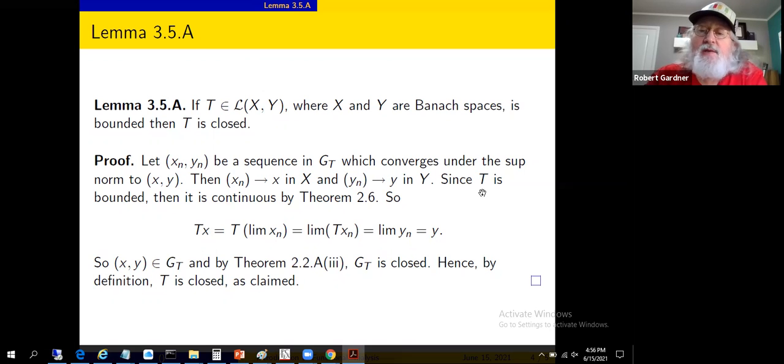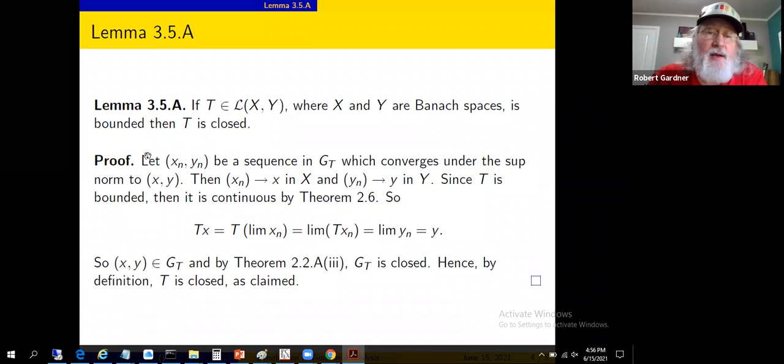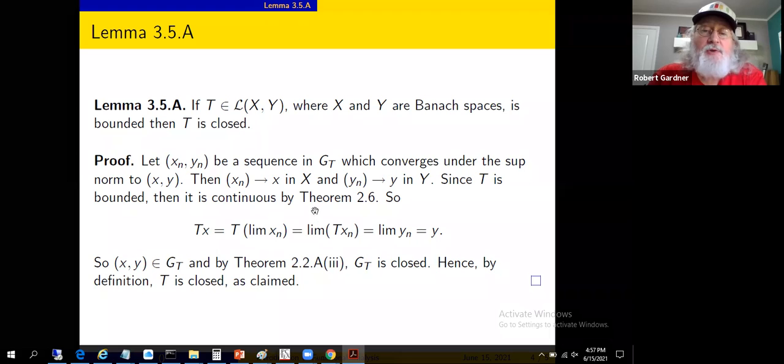But it follows from, and is similar to the idea of sup norm convergence implies uniform convergence, pointwise convergence as well. Since T is bounded, you have that hypothesis right there, then it's continuous. Theorem 2.6 tells you a bounded transformation is a continuous transformation. That's where the Banach space stuff comes in. So by appealing to Theorem 2.6, that's where we're appealing to the Banach space part of the hypotheses. So consider T of x. That's T of the limit of the x_n's. We can bring that limit outside that transformation because we're dealing with a continuous transformation by Theorem 2.6.